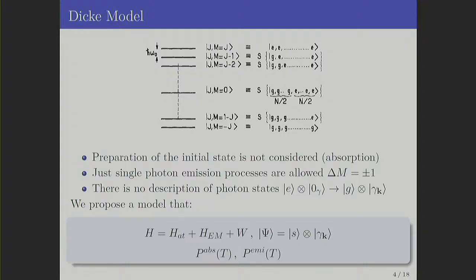So for overcoming these difficulties, we are going to propose a model that takes into account the entanglement of the photonic states and atomic states. We are going to formulate a Hamiltonian that takes into account the Hamiltonian of the atoms, the Hamiltonian of the field, and the coupling between these two. And we are going to study the collective absorption and emission of photons in terms of probabilities.